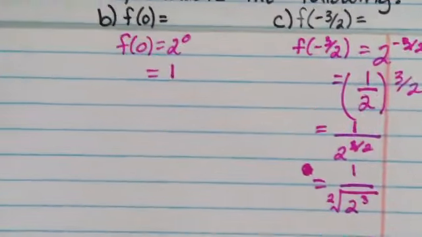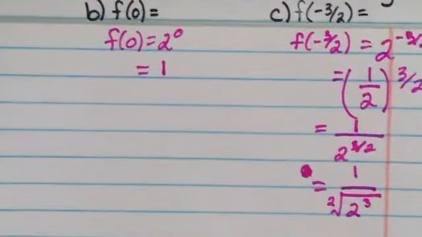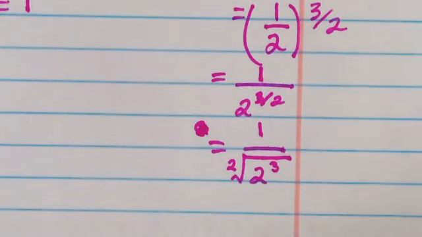Not sure if y'all can see this very well. It's pretty little. Let's see if we can do that a little bit better. All right, so we have 1 over the square root of 2 cubed. Well, the square root of 2 cubed, there we go, 1 over the square root of 8.